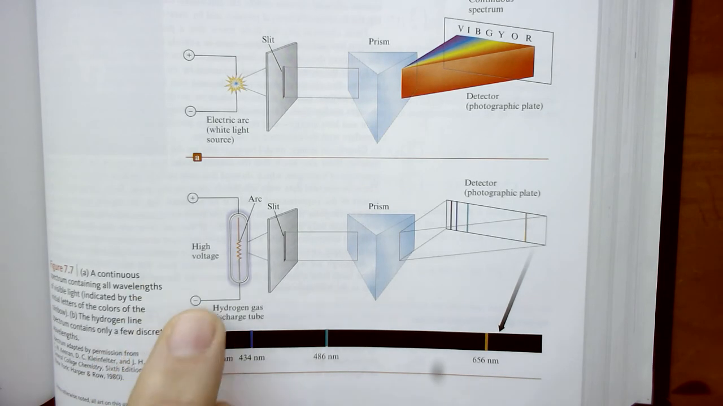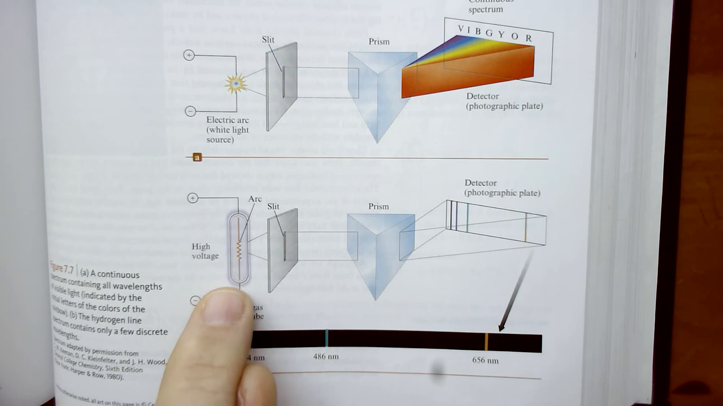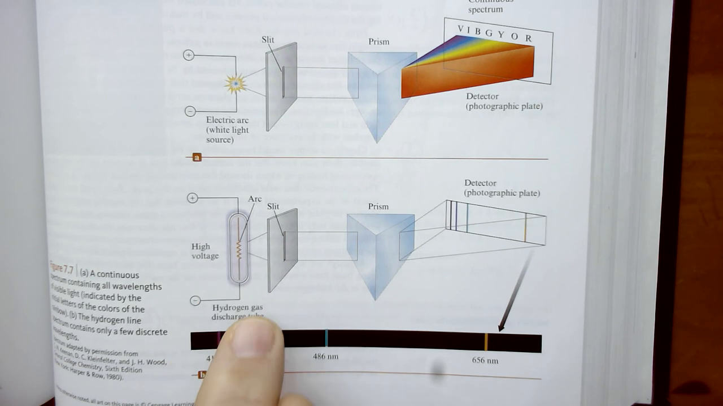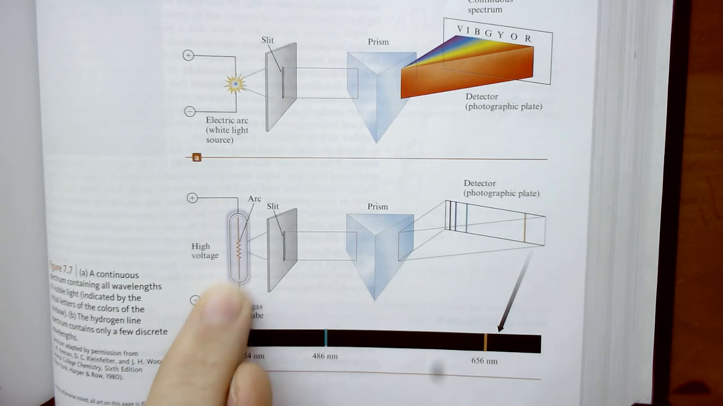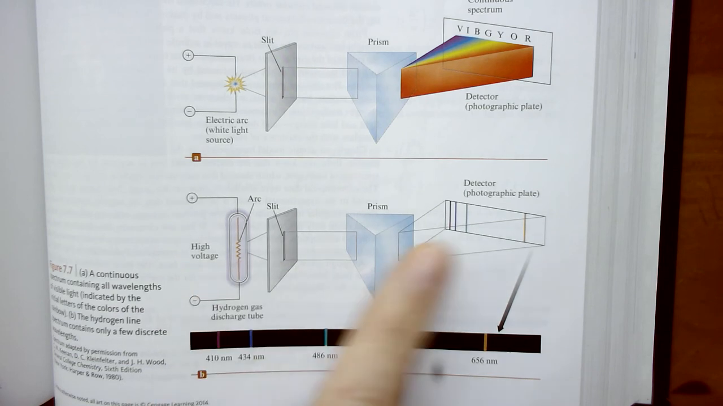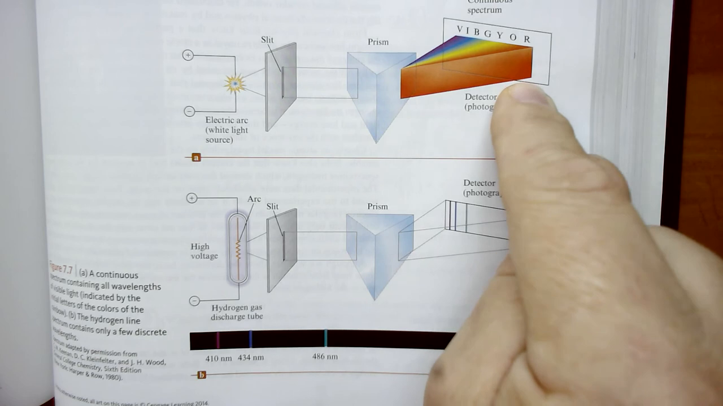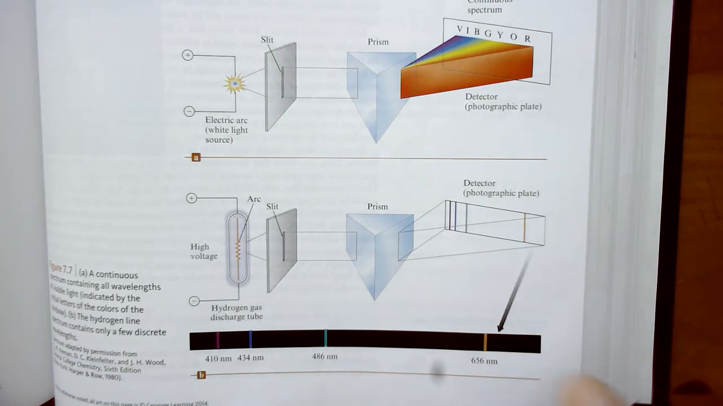However, if we take a light bulb or a lamp or gas tube with just hydrogen in it, and we put electricity through it, it makes light just like a tungsten does, or like our fluorescent lights do. And we focus that light through a slit, through a prism. We do not get the continuous spectrum. We get what's called a line spectrum.